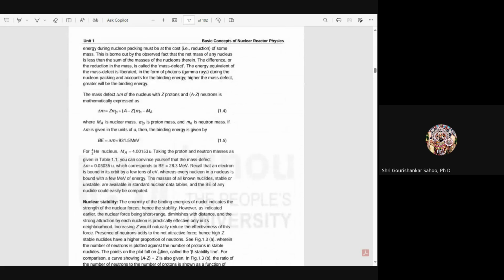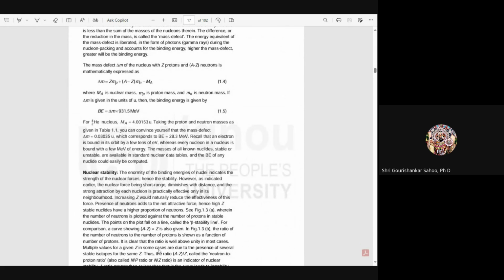So for your helium nucleus, that is helium-4 (2He4), M_a is equal to 4.00153 u, and taking the proton and neutron masses, you can convince yourself that the mass defect ΔM is equal to 0.03035 u, which corresponds to a binding energy of 28.3 MeV.